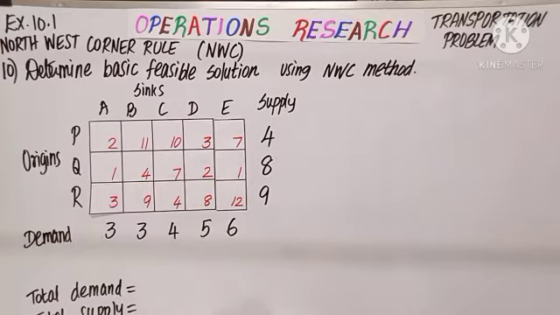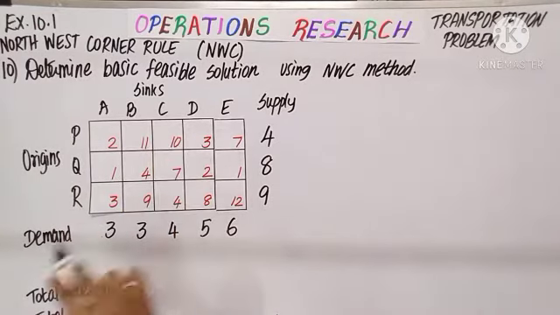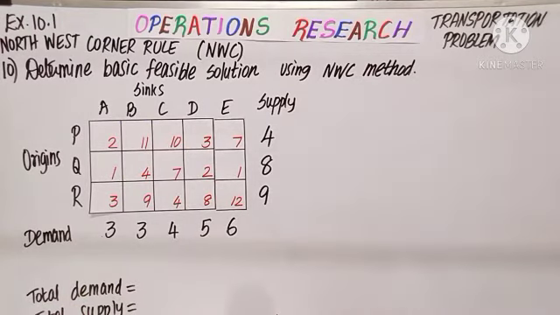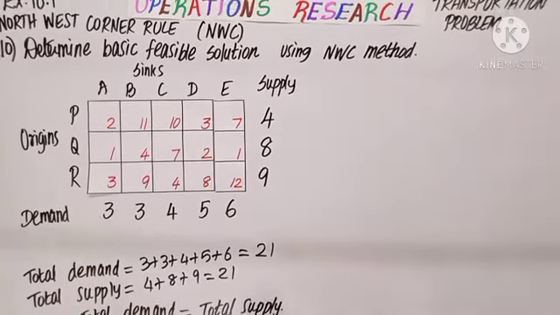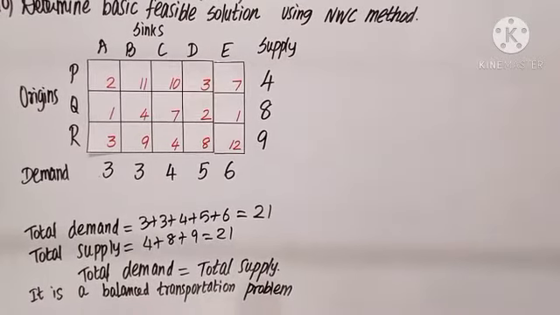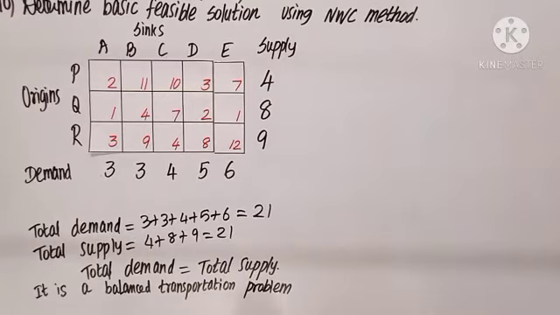Question number 10. Determine basic feasible solution using northwest corner rule. Given origins, sinks, demand and supply. Let us find out the total demand. 3 plus 3 plus 4 plus 5 plus 6. That is 21. Total supply 4 plus 8 plus 9, that is also 21. Since total demand and total supply are equal, we say the transportation problem is a balanced one.